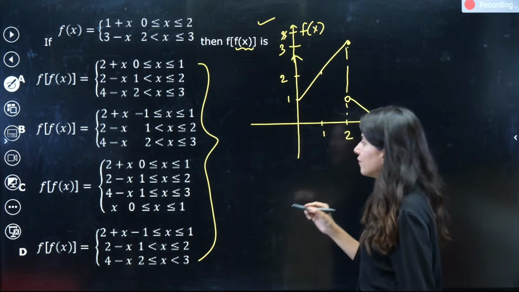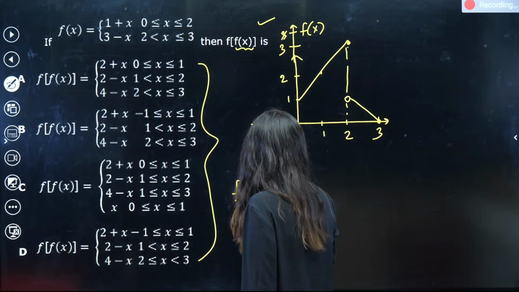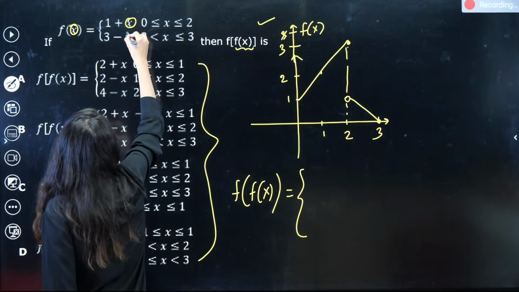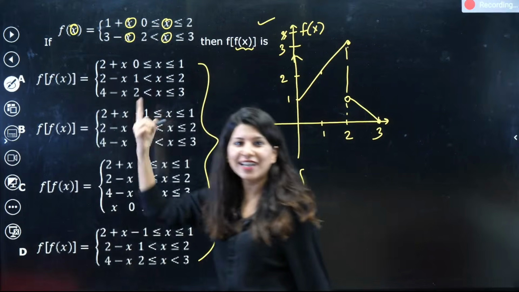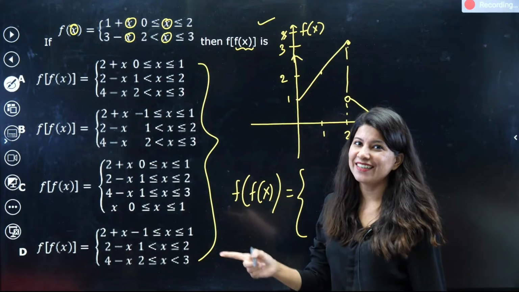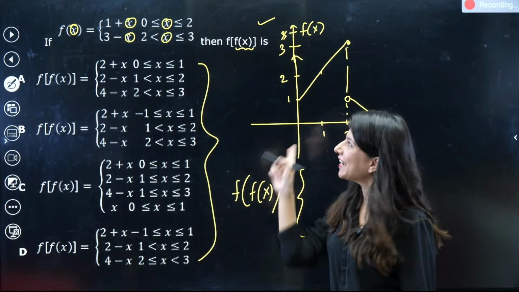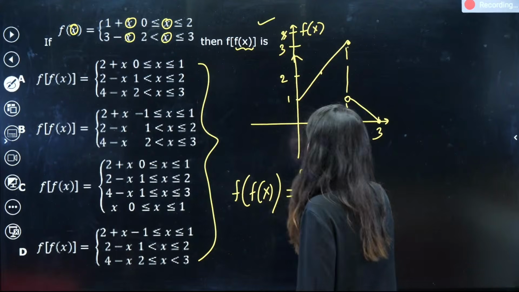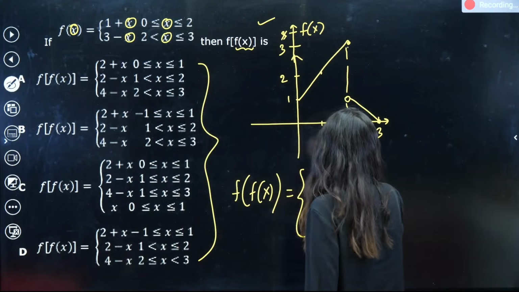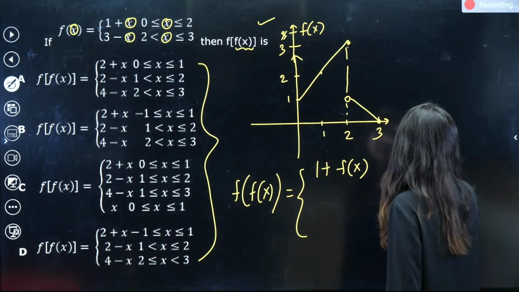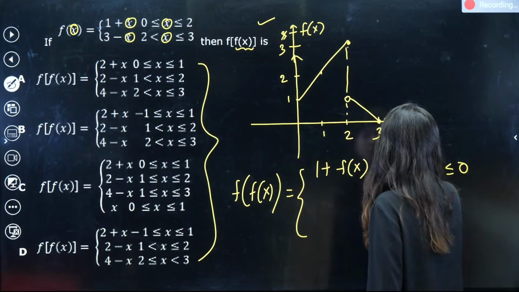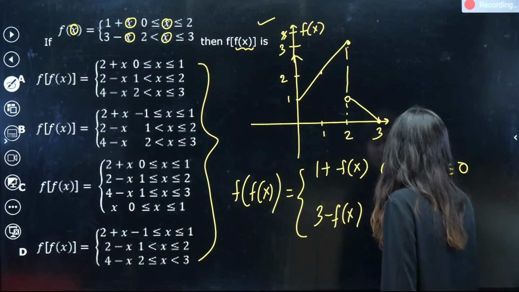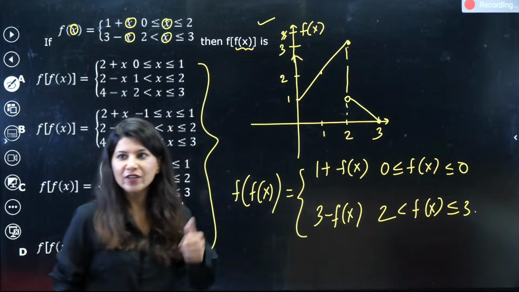Okay, now f of f(x). This step is very easy. You just have to replace all the x with your current. What is current? f(x) is your current. So this x will be f(x), and 1 plus x will be 1 plus f(x), with f(x) ranging from 0 to 2, and 3 minus f(x) with f(x) ranging from 2 to 3. So step 1, I guess, is clear.